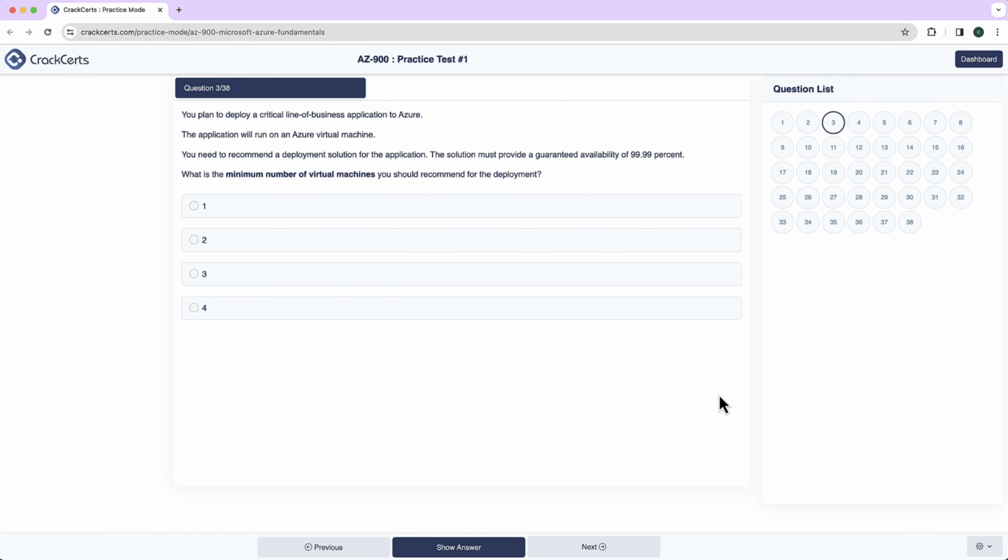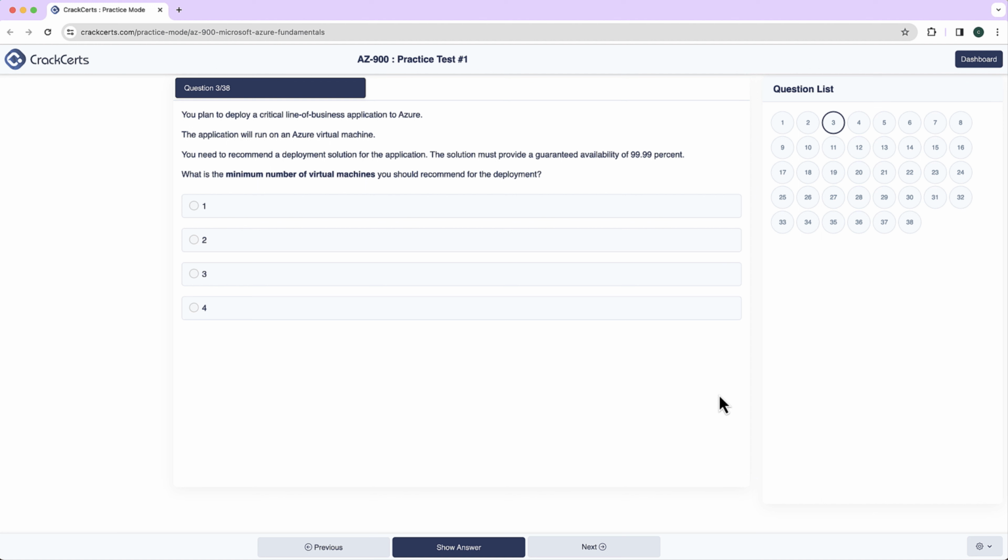Now this question says that you plan to deploy a critical line of business application to Azure. The application will run on an Azure virtual machine. You need to recommend a deployment solution for this application. The solution must provide a guaranteed availability of 99.99%. What is the minimum number of virtual machines you should recommend for the deployment? And the options are 1, 2, 3, and 4.